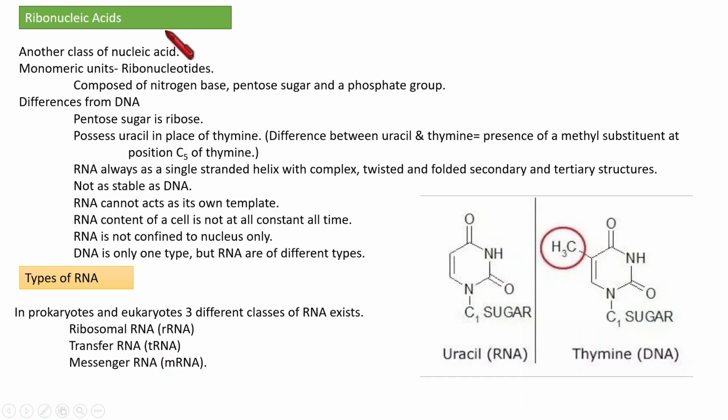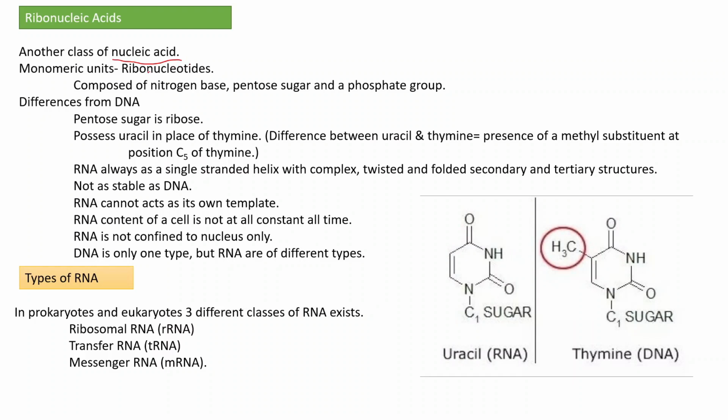Good morning, dear students. Today we are going to see about ribonucleic acid. In the former class, we finished DNA, its composition, different types of DNAs, all those things we finished in the former video. In this video, we will learn about ribonucleic acid. This is another type of nucleic acid.